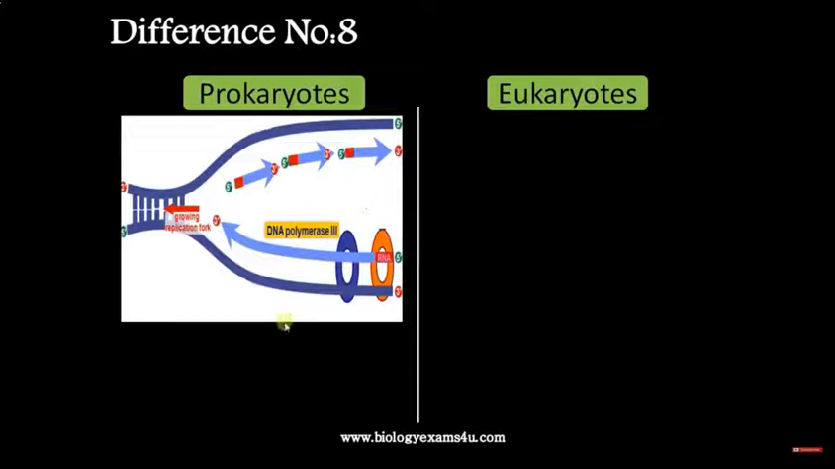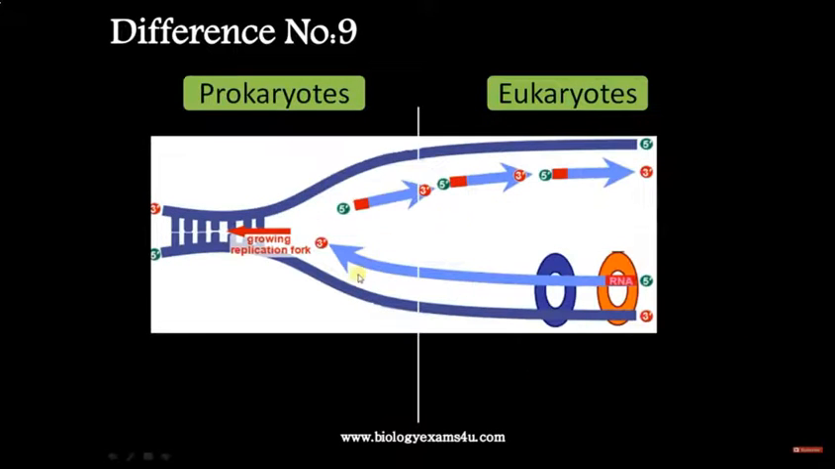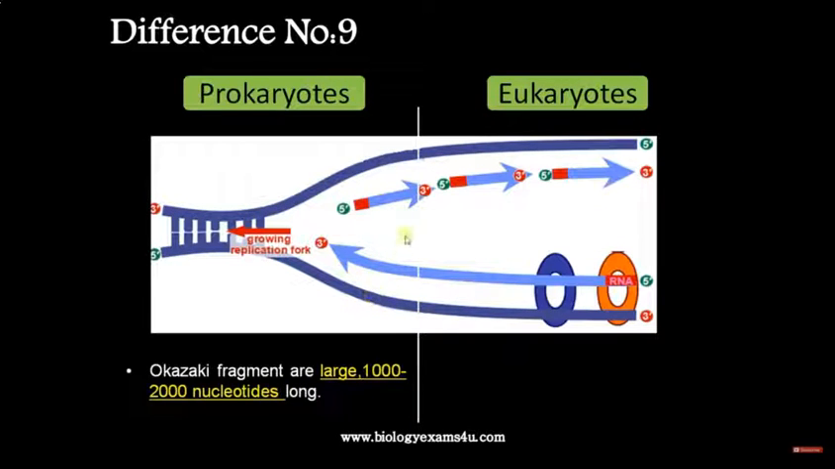Difference number 8 is regarding the DNA polymerase. As we know, in DNA replication, there are two strand syntheses. One is the leading strand, which is synthesized continuously, whereas the second one is the lagging strand, which is synthesized as short fragments called Okazaki fragments. In prokaryotes, both the leading strand and lagging strand are synthesized by the enzyme DNA polymerase 3. Whereas in eukaryotes, the leading strand is synthesized by DNA polymerase delta and the lagging strand is synthesized by DNA polymerase alpha.